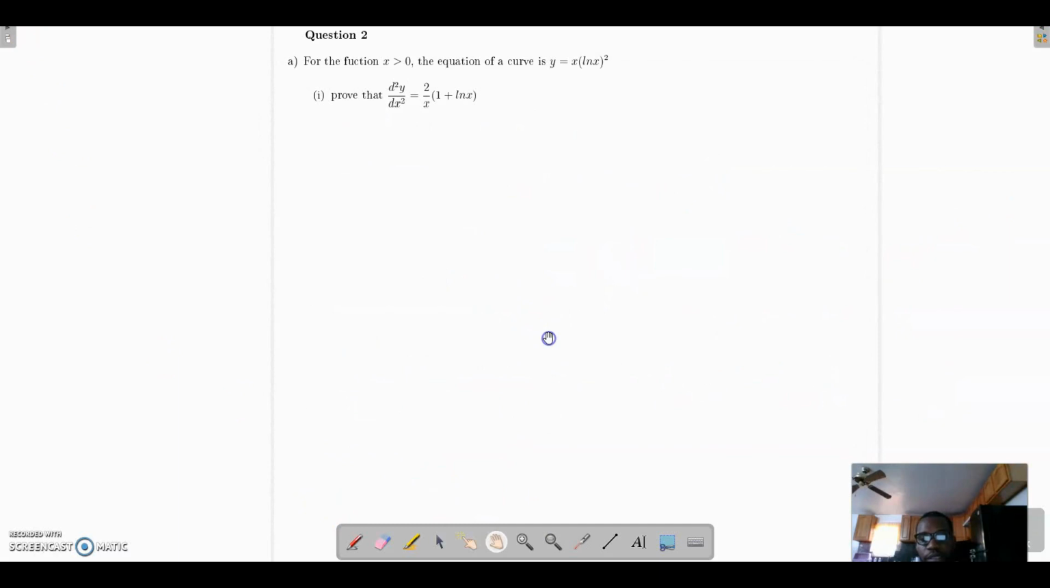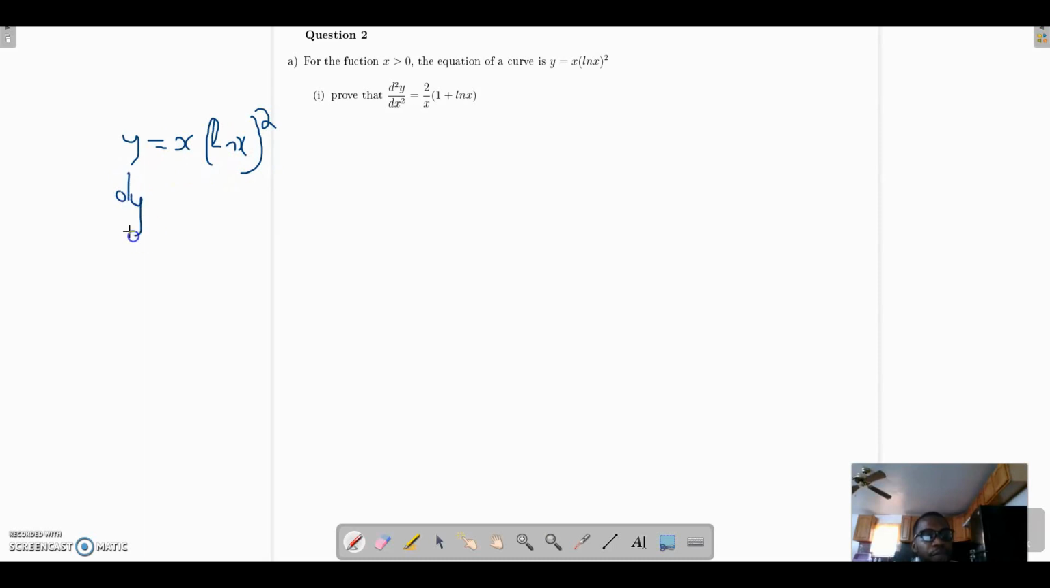All right, we'll move on to question 2. That says, for the function x greater than 0, the equation of a curve is y equal x multiplied by ln x all squared. Prove that the second derivative is equal to 2 over x into 1 plus ln x. Alright, so let's get right into it. We have y is equal to x ln x all squared. So we know we're going to have to introduce the product rule, the quotient rule at the same time.